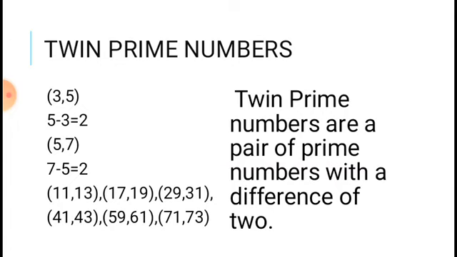Similarly, the examples of other twin prime numbers are 11 and 13, 17 and 19, 29 and 31, 41 and 43, 59 and 61, 71 and 73.